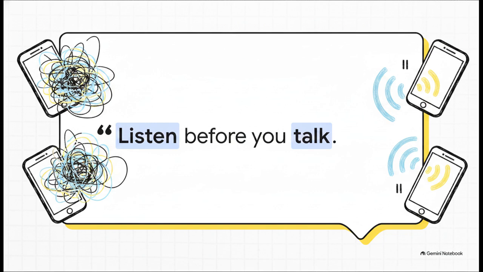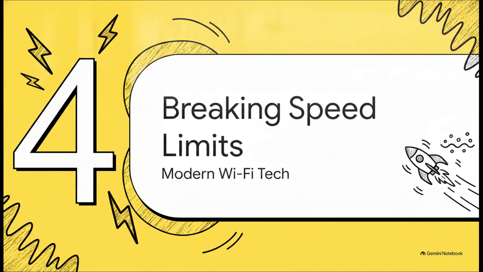The rule is literally, listen to the room before you start talking. If the channel is busy, you wait. If it's clear, you go ahead and transmit. Which leads us perfectly into Section 4, Technologies Breaking Speed Limits.